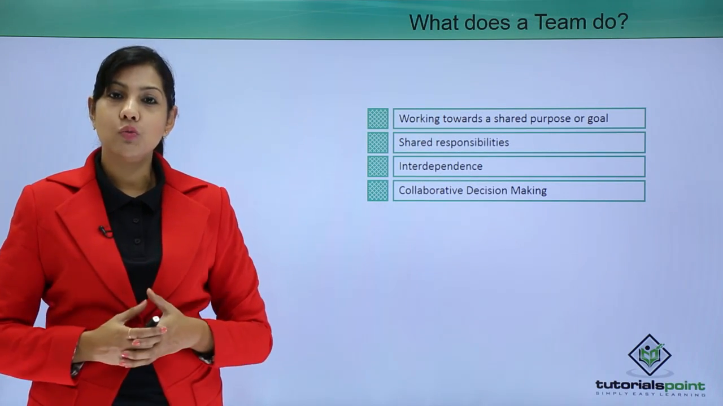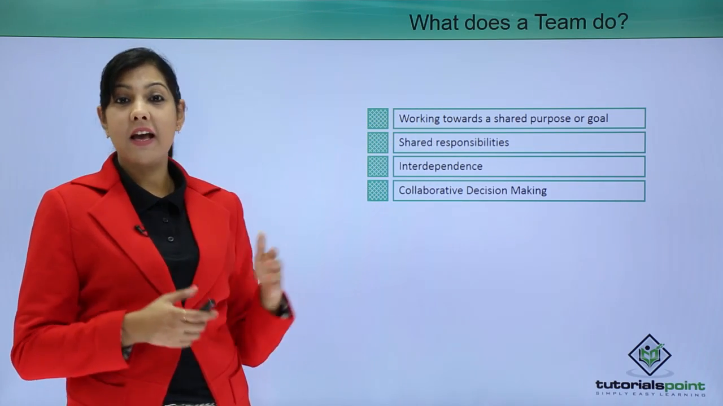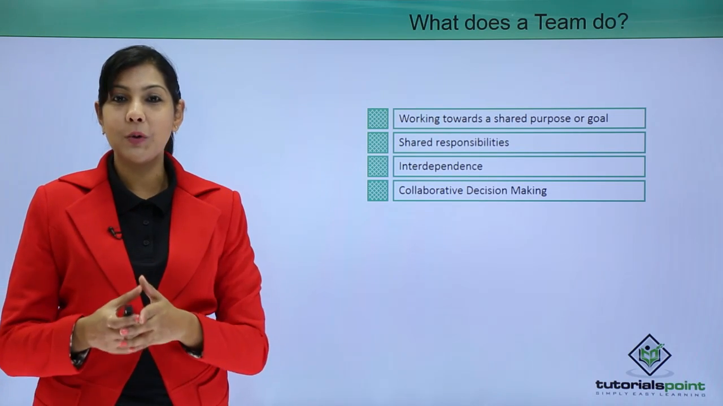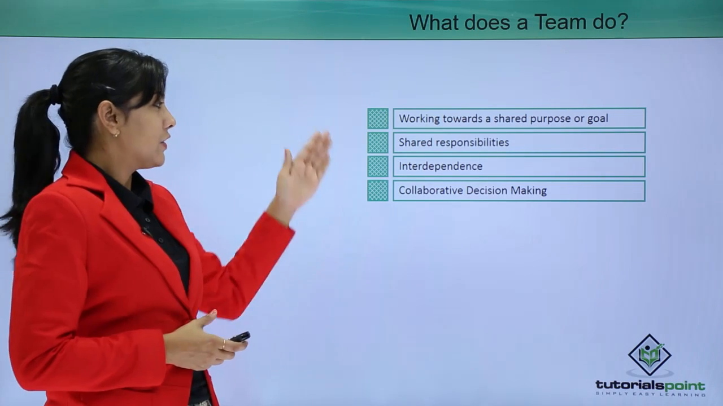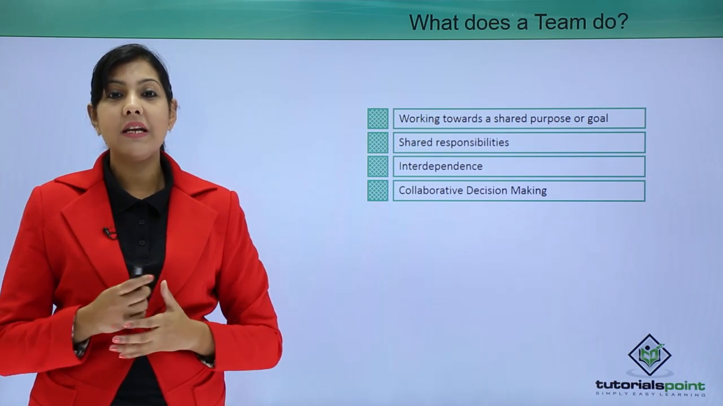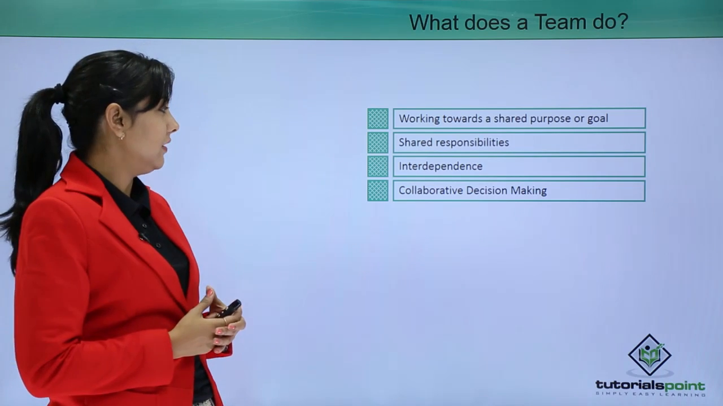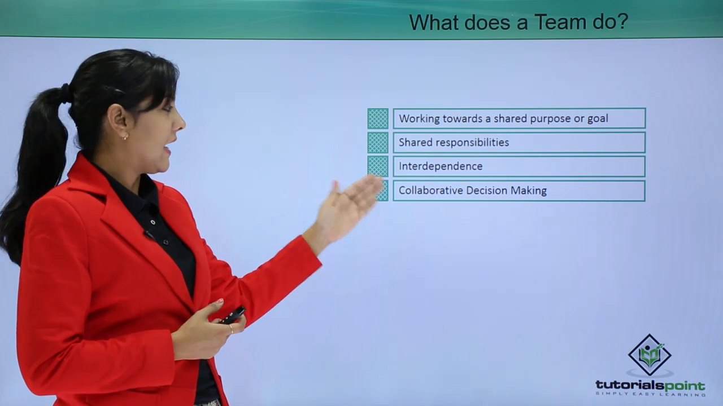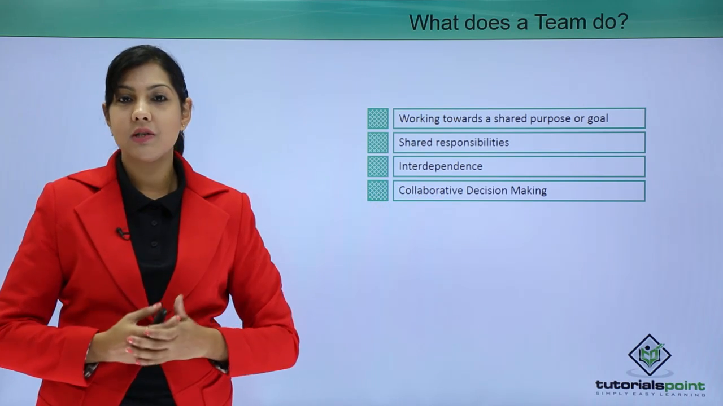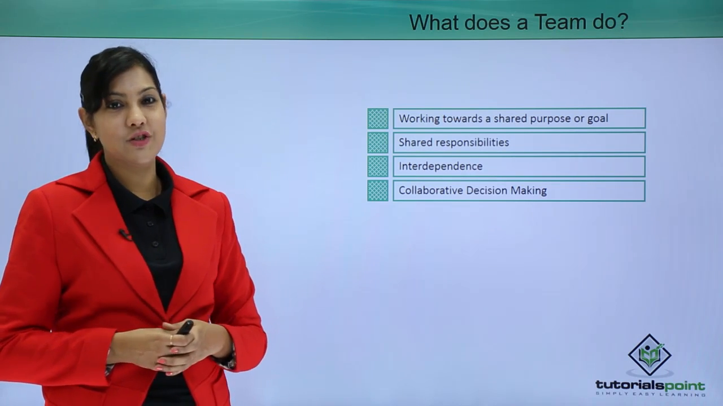Well, what does a team do? Let's see what they do. They work towards a shared purpose or a goal, as we have also mentioned that a group is different from a team. A team has a goal, a group does not have a goal. So they also have shared responsibilities. Each and every member of the team has a lot of responsibility, and shares the responsibility with each other. They are also interdependent and they have collaborative decision making. Well, decisions are not made by one person in the team. Everybody comes together and forms collaborative decision making.